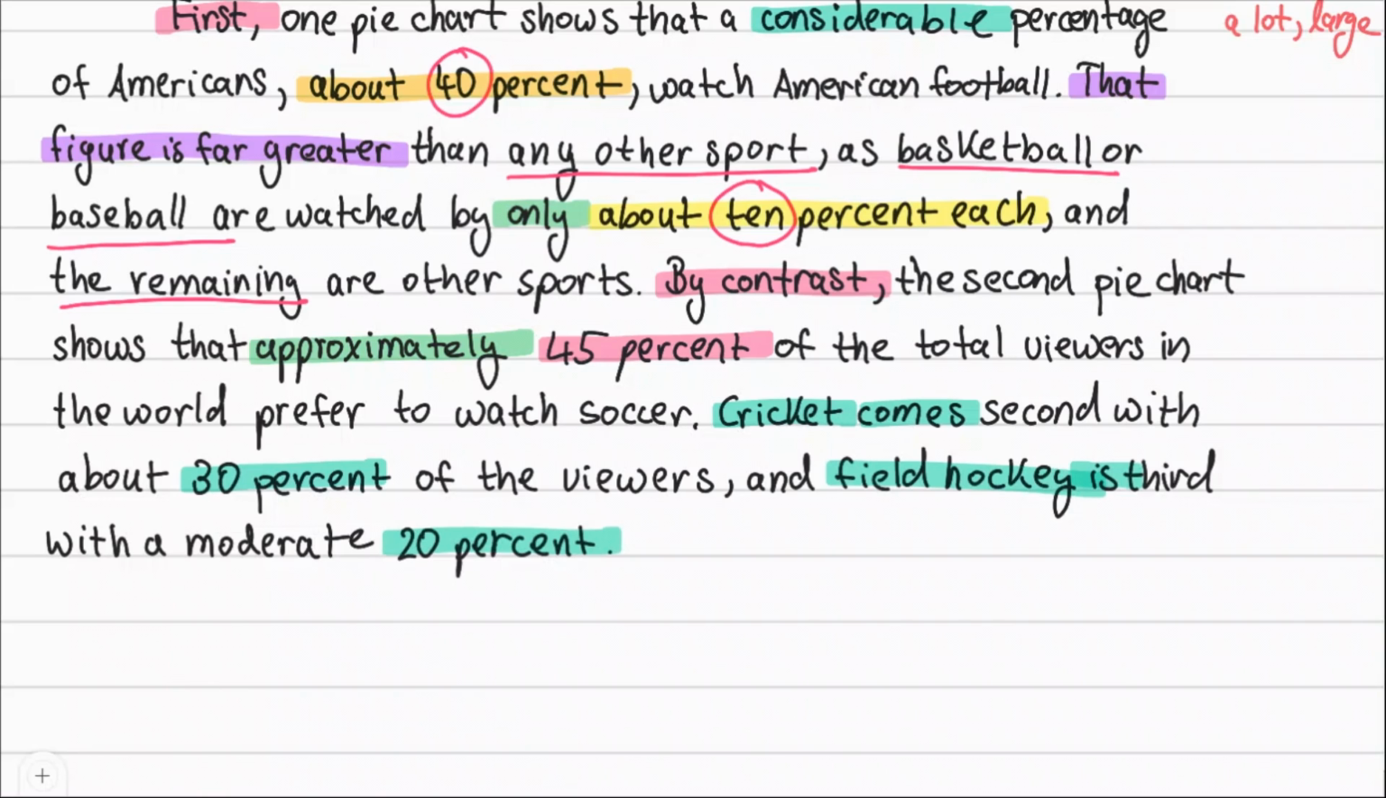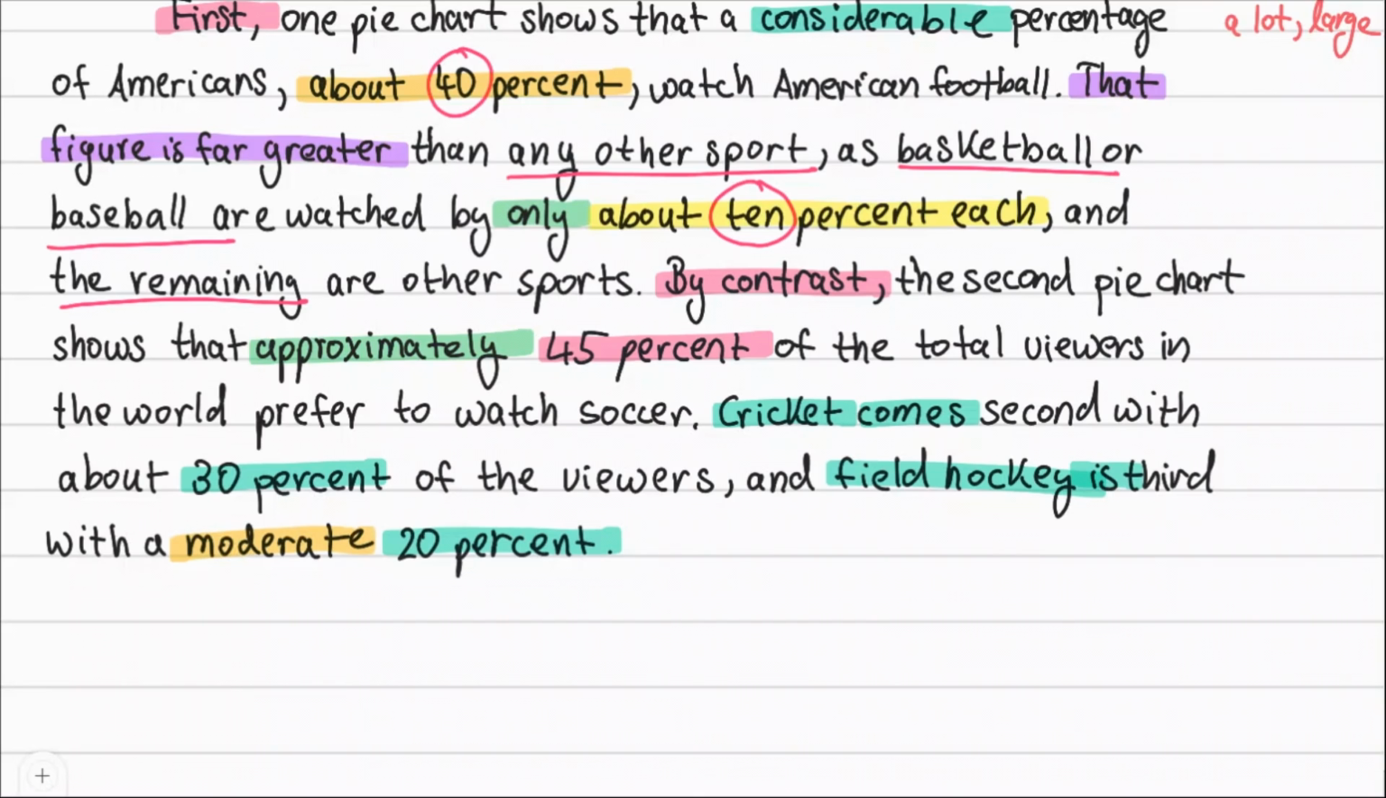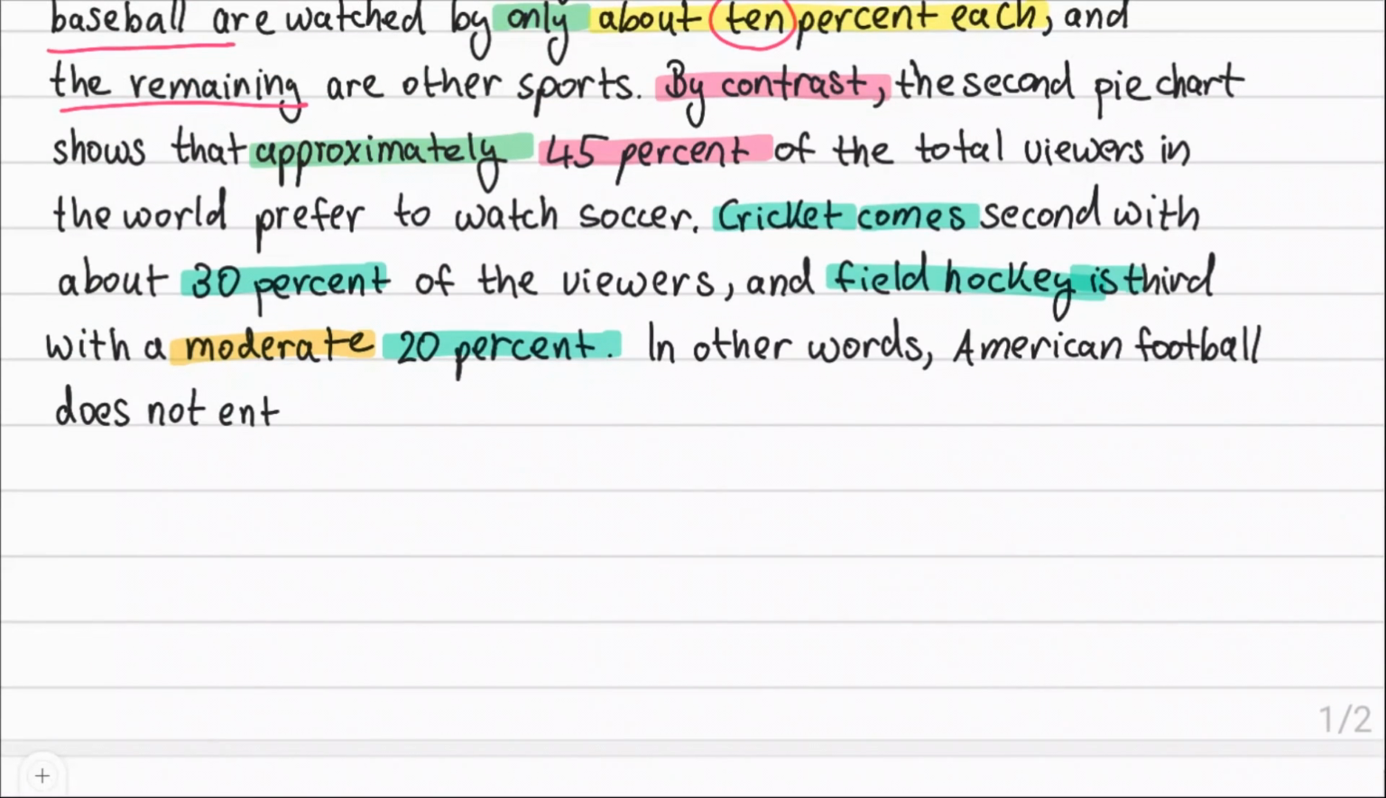I'm trying to stress that soccer is most popular, so I used "moderate," another word from my template, to emphasize that the other numbers are not nearly as large. I want a final sentence summarizing the details and stressing the difference. Here's what I decided on. "In other words, American football does not enter the top sport rankings on the international level."